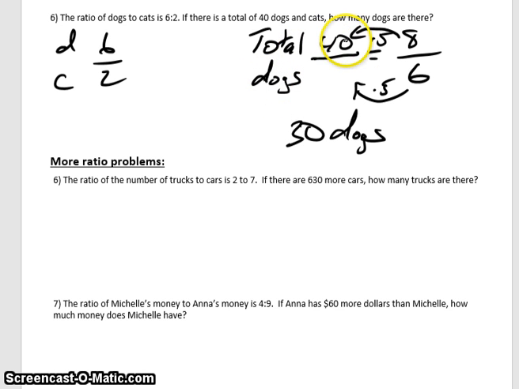So again, we do need to watch for labeling. And I know you're probably thinking, my gosh, how many times is he going to say that? Well, we're going to say it a lot. All right.